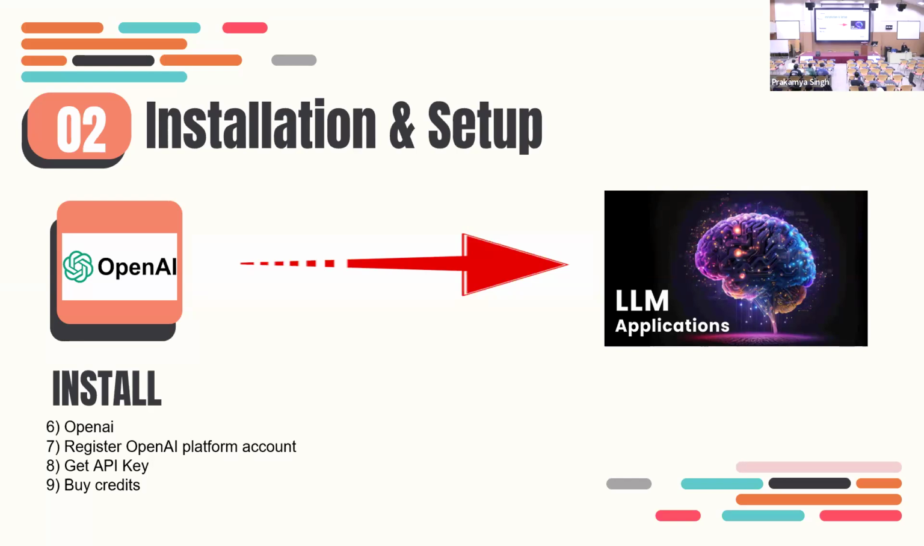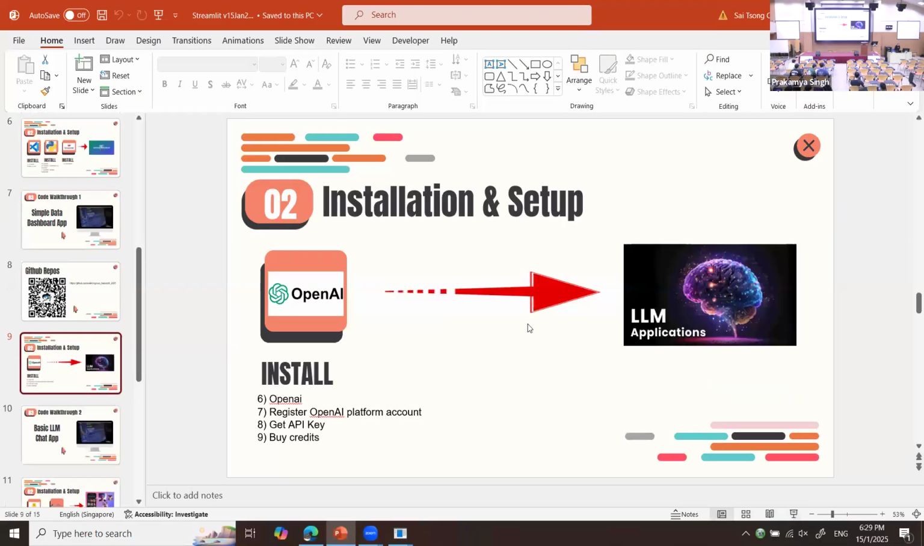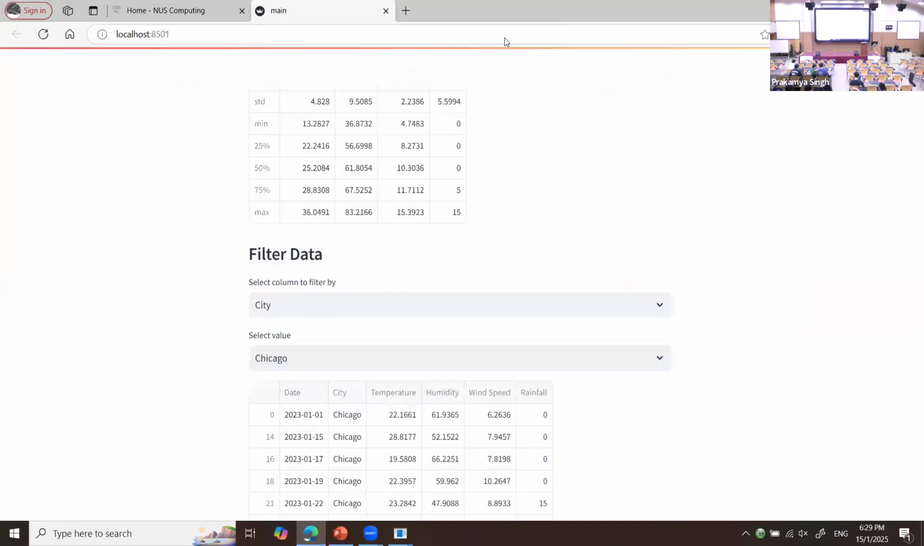So what do you need? In my example here, I'm using OpenAI. I'm going to use their ChatGPT data model. Okay, so you need to install OpenAI in your Visual Studio Code. Basically, you just type pip install openai, and the libraries will be loaded. Okay, and next you need to go and register an OpenAI platform account. Some of you may not be familiar, so let me just go through that.